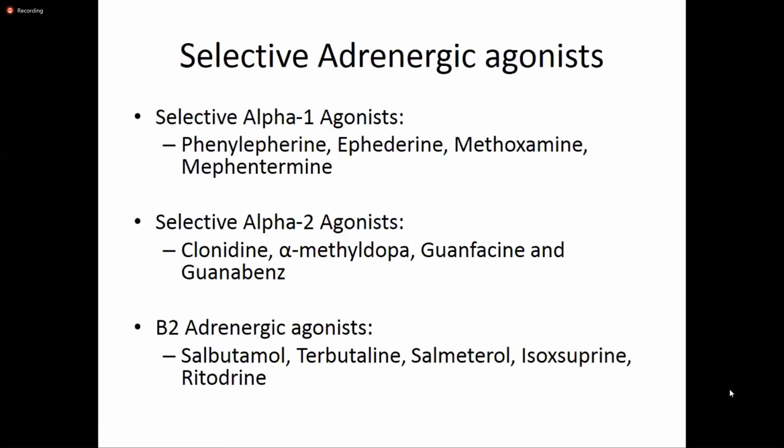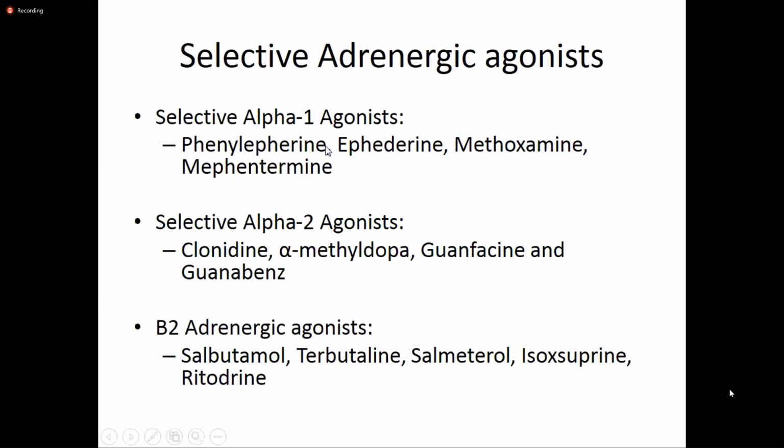Okay, till now these were the drugs: adrenaline, noradrenaline, dopamine, dobutamine, or isoprenaline. These drugs act on more than one receptor, may it be alpha receptors, beta receptors, or alpha receptor subtypes or beta receptor subtypes. So we do have some selective adrenergic agonists which act selectively on selective adrenergic receptors.